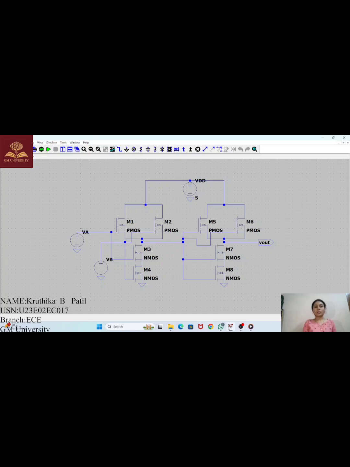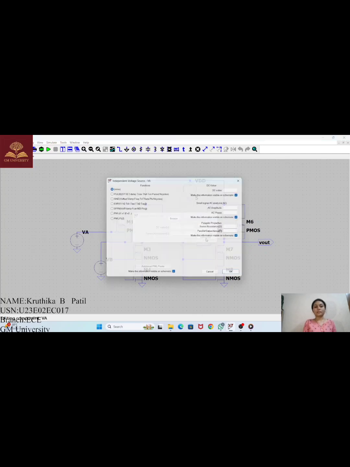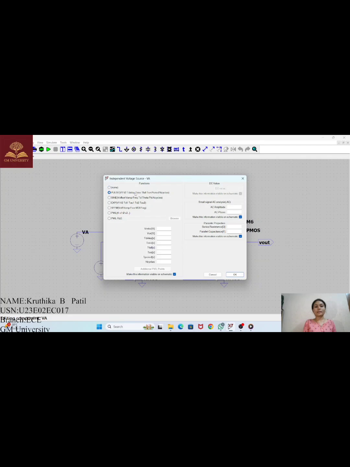Here we are using two voltage inputs. Let us give the input for VA, where I am using the pulse. V initial we will give as 0, V on will give as 5. We don't want any T delay. Rise and fall we will give as 5 nanoseconds.